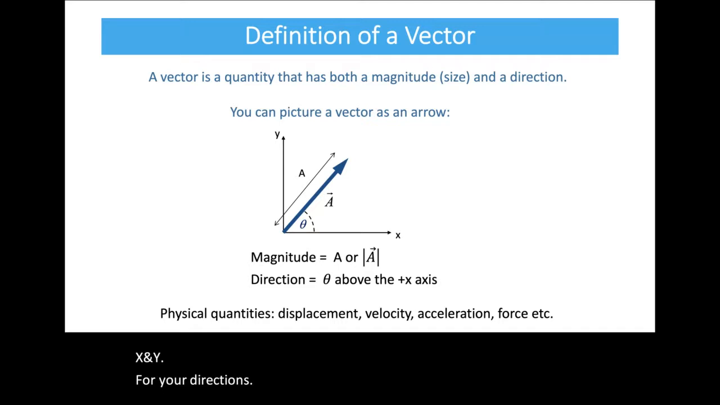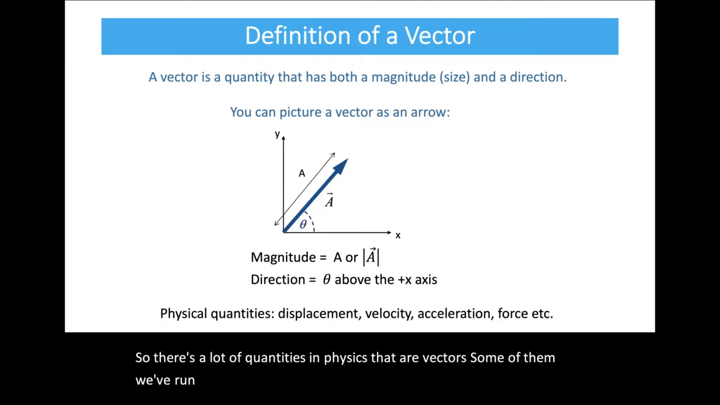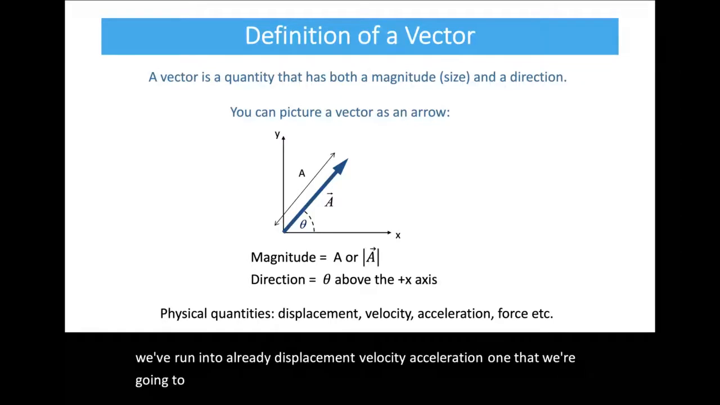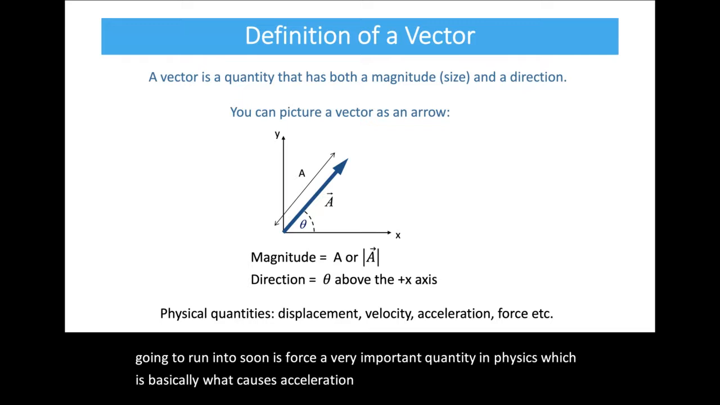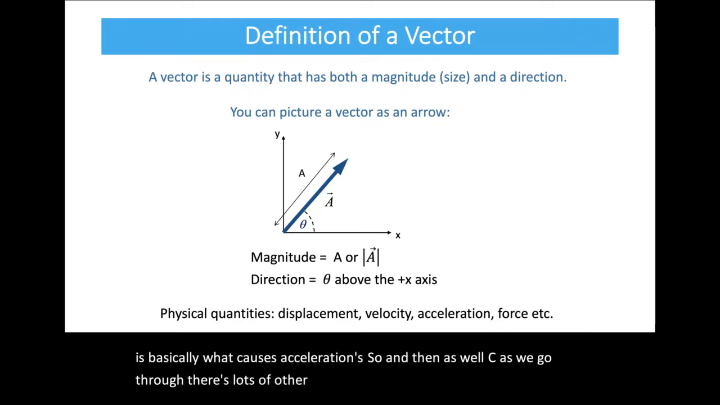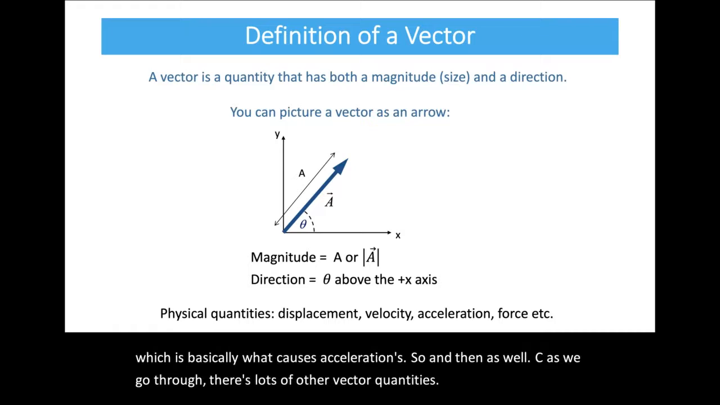So there's a lot of quantities in physics that are vectors. Some of them we've run into already: displacement, velocity, acceleration. One that we're going to run into soon is force, a very important quantity in physics, which is basically what causes accelerations. And as we'll see as we go through, there's lots of other vector quantities in physics.